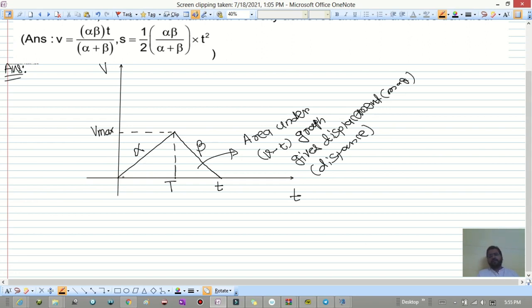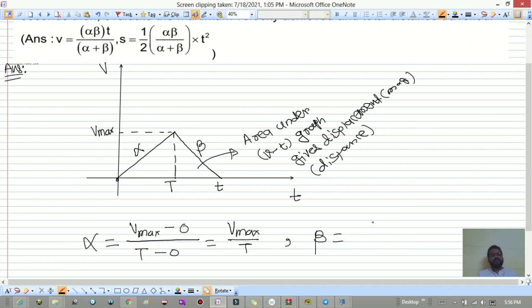So now for the first one, what is alpha? Alpha we have is Vmax, y2 minus y1 which is 0, divided by x2 minus x1 which is t minus 0. So it is equal to Vmax divided by capital T.